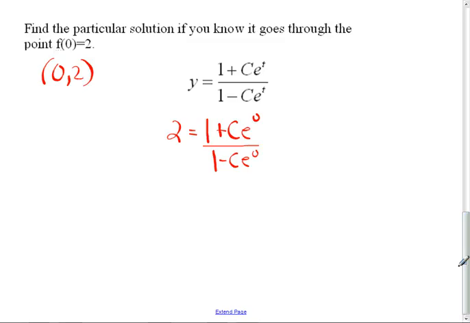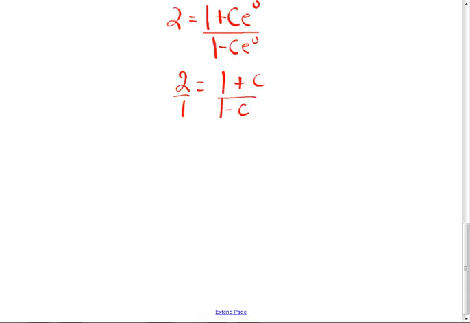Okay, so what have I got here? 2 equals (1 plus c) over (1 minus c). How do I solve that equation? Cross multiply. So it's 2 minus 2c equals 1 plus c.